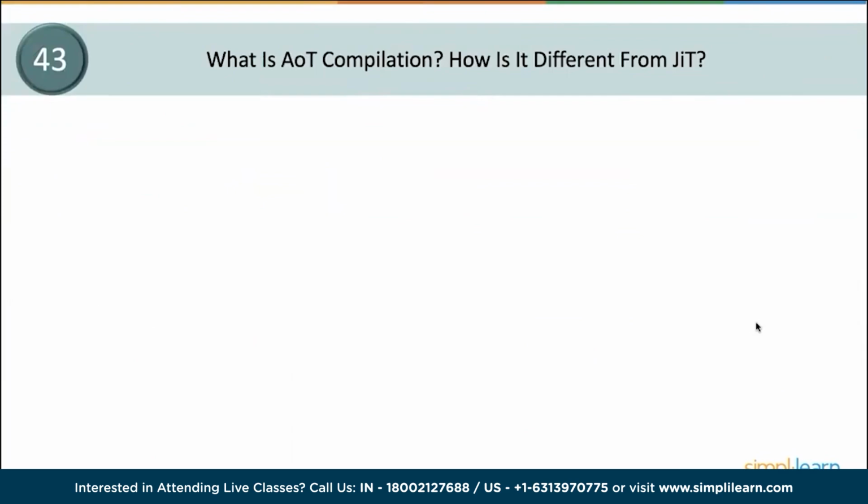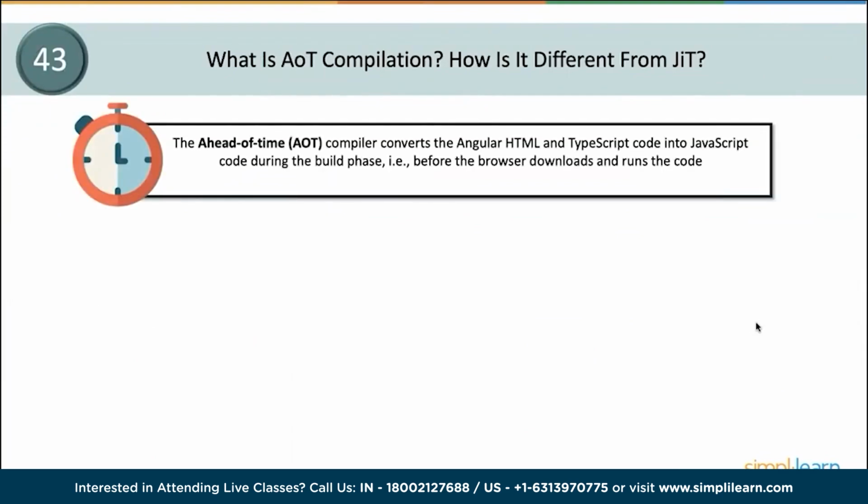What is AOT compilation? How is it different from JIT? AOT stands for ahead-of-time compiler, which converts all Angular, HTML, and TypeScript code into JavaScript code during the build phase, before the browser downloads and runs the code. So AOT is far faster and lightweight in size.